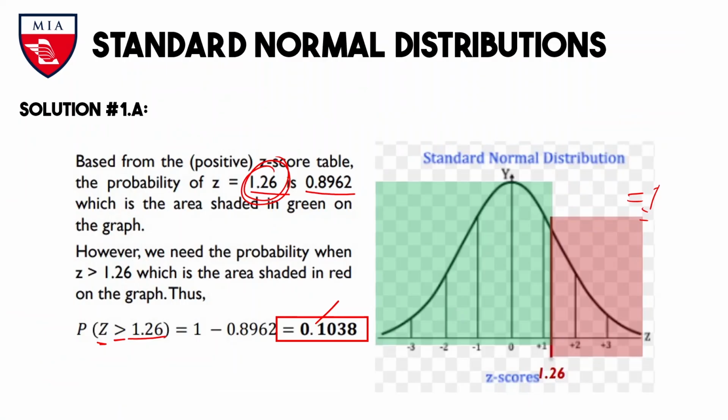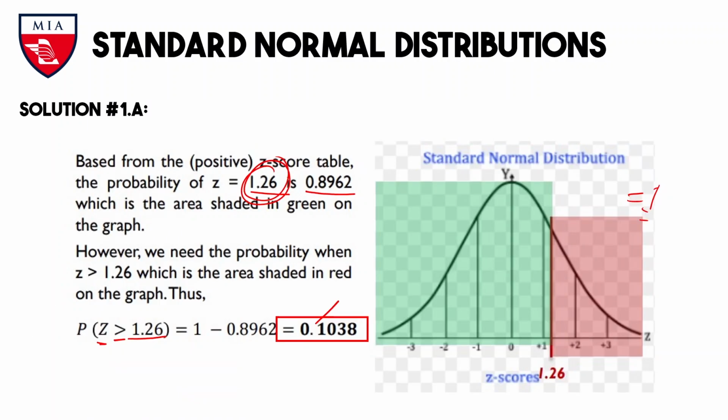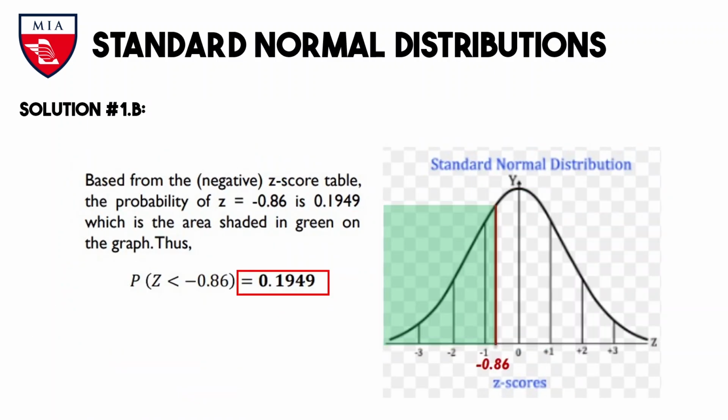Next, for letter B, we need to solve for the probability of z less than negative 0.86. Based on the negative z-score table, the probability of z equal to negative 0.86 is 0.1941, which is the area shaded in green on the graph. Thus, it is the direct value because it is the green value here, because it is less than.